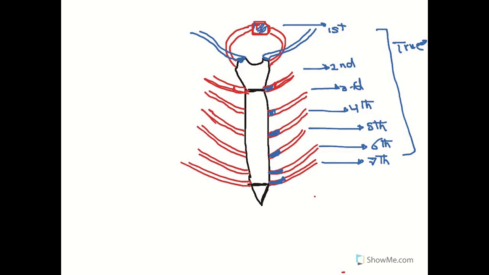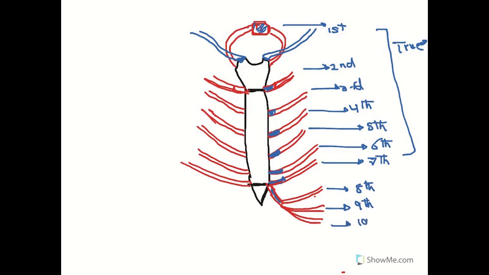What about the following ribs? So we have the 8th, the 9th, and the 10th rib. You can see all these ribs are joining together to form one costal cartilage. This costal cartilage is joining the costal cartilage of rib number 7. So this 8 and this 9 and this 10th.